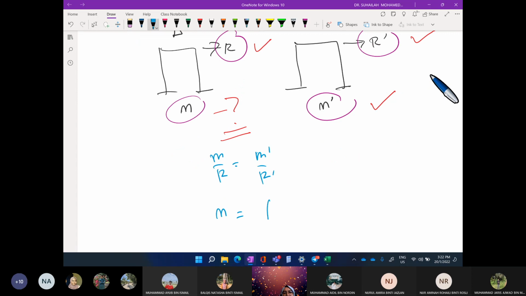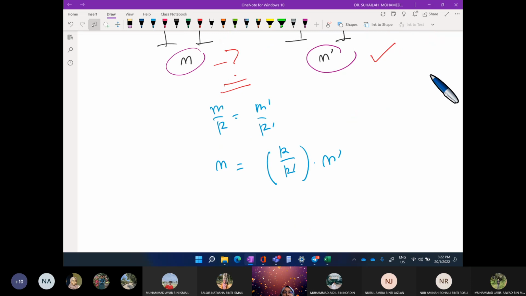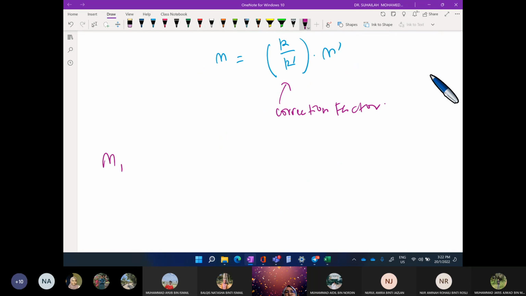So what we get is M equal to R over R prime times M prime. R divided by R prime is called the correction factor. So the formula to calculate M total is M naught, which comes from table number 1, plus the correction factor R divided by R prime times M prime. This is the end moment from table 1, this is the end moment from table 2, and R divided by R prime is the correction factor.